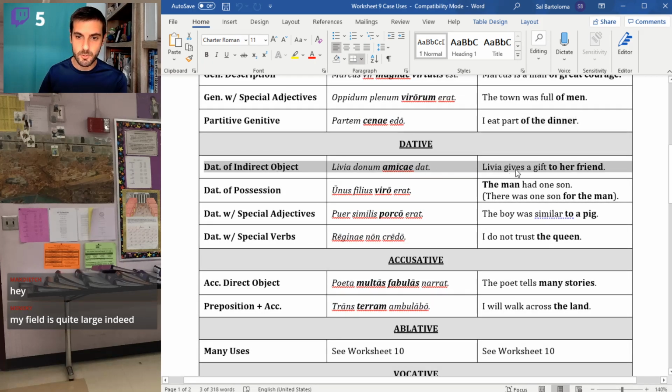Dative, definitely known for the indirect object, right? So anytime we're giving something, Livia gives a gift to her friend, we're going to put her friend into the dative case.